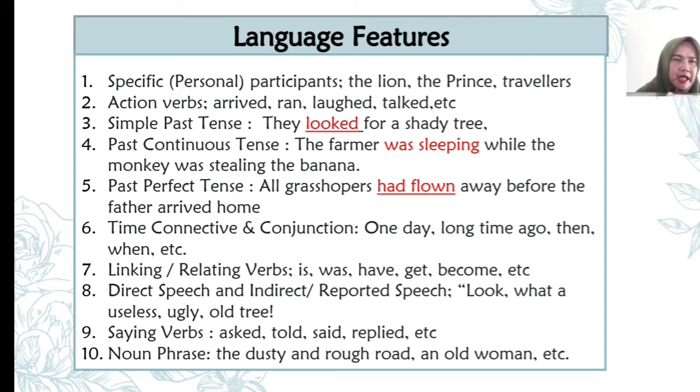Nah, and then number 9, saying verbs. For example, asked, told, said, replied, etc. And the last is noun phrase. For example, the dusty and rough road, an old woman, etc. So those are all the language features that are commonly found in a narrative text.